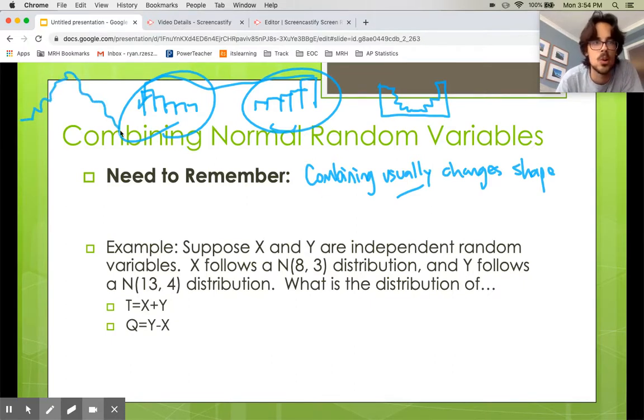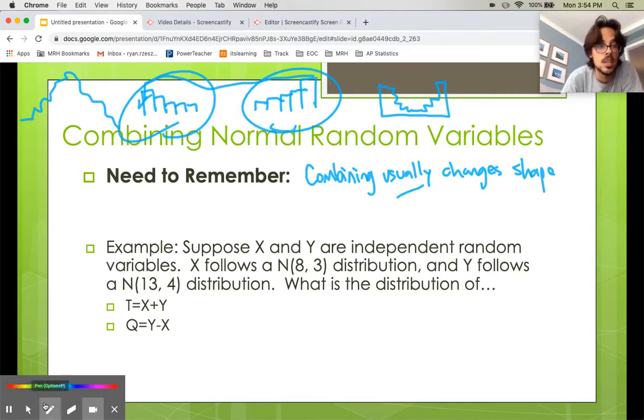That's a really bad picture. Or it could be somewhere else in between. Even if you know the shape of the originals, you can't really tell what's going to happen with your new shape until after you graph them. So if these are my two variables, they could combine like this, or like this, or like this, or like this. We just don't know. Okay? So usually when you combine random variables, your shape is going to change.